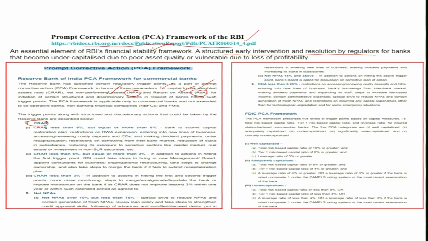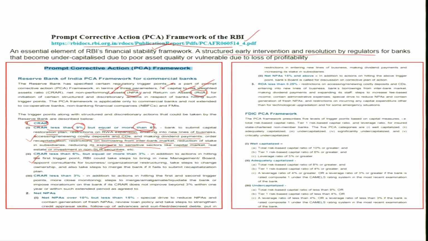Coming to the first one, CRAR: if it is less than 9% but equal to or more than 6%, then the bank needs to submit a capital restoration plan, with restrictions on RWA expansion, entering new lines of business, accessing or renewing costly deposits and CDs, and making dividend payments. There is also an order for recapitalization, restriction on borrowing from the interbank market, reduction of stakes in subsidiaries, and reducing exposure to sensitive sectors like capital market, real estate, or investment in non-SLR securities. These are the restrictions if it is above 6% but below 9%; if it falls below, other restrictions come, which means they are going to tighten up.